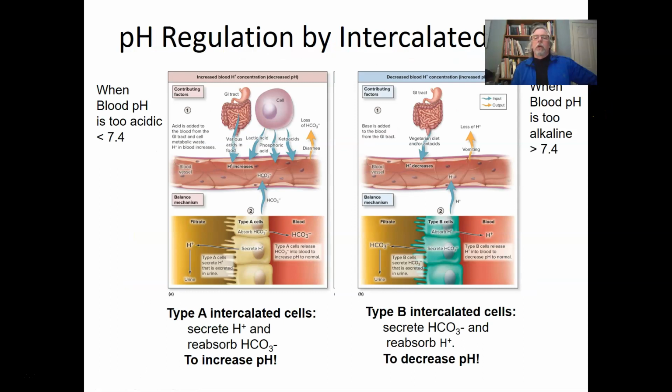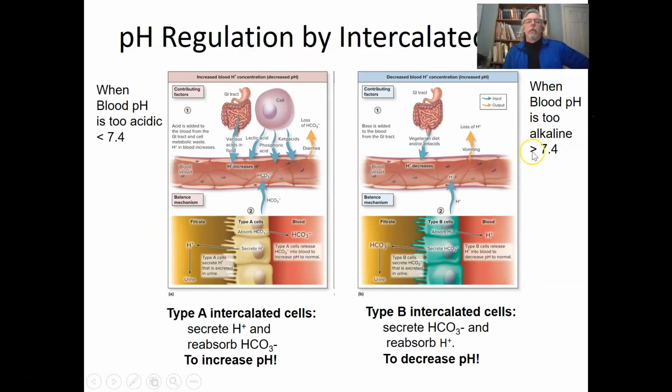Sorry. The intercalated cells, this is showing the A cells on the left and the B cells on the right. You can ignore the top part of this slide if you want. It's just illustrating how blood pH can get away from the target value of pH 7.4.